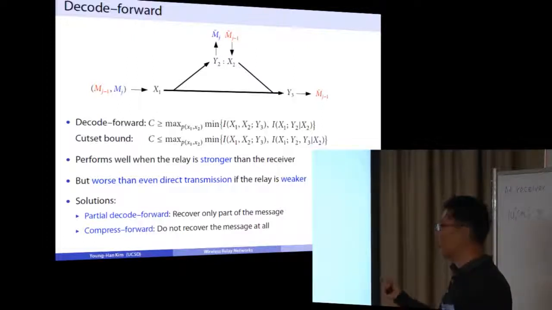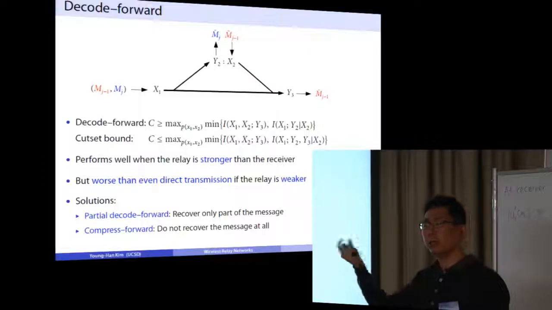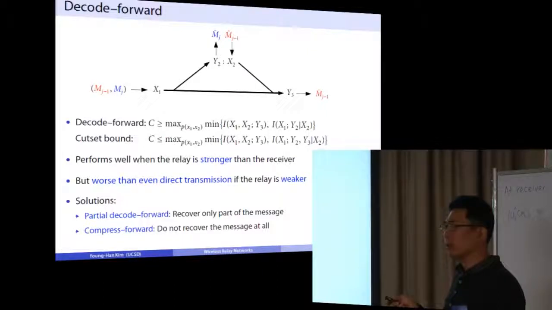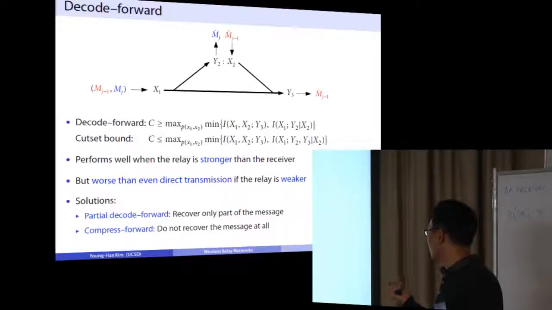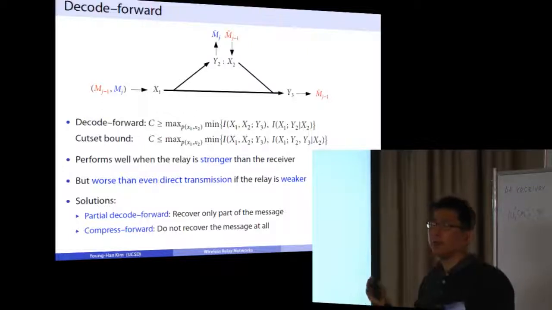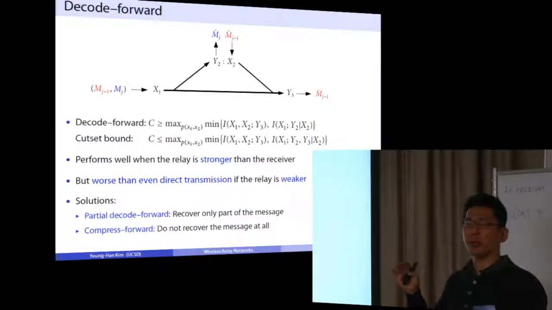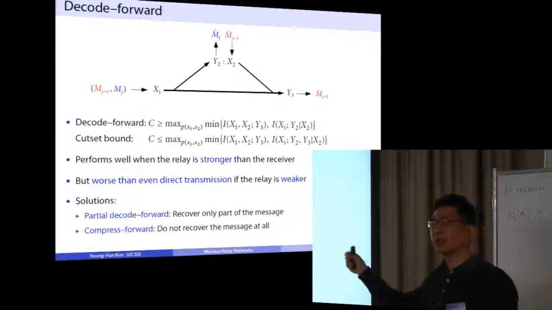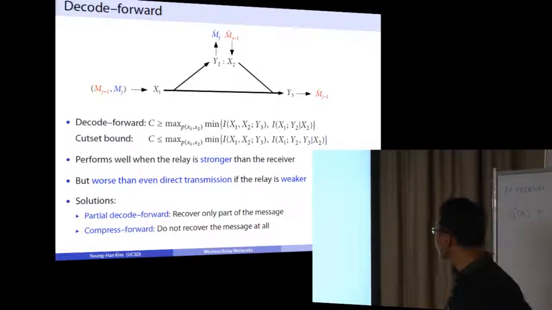So there are two solutions. One is so-called partial decode forward, which you are going to see in a minute. In this case, we recover only part of the message. We don't ask the relay to recover everything. The relay just recovers part of the message and forwards the part it could recover, and the rest is just going directly. Another coding scheme we call compress forward. In this case, we don't do any digital decoding operation at the relay. The relay simply treats its received signal as an analog signal, performs vector quantization, and sends the quantization index to the receiver.